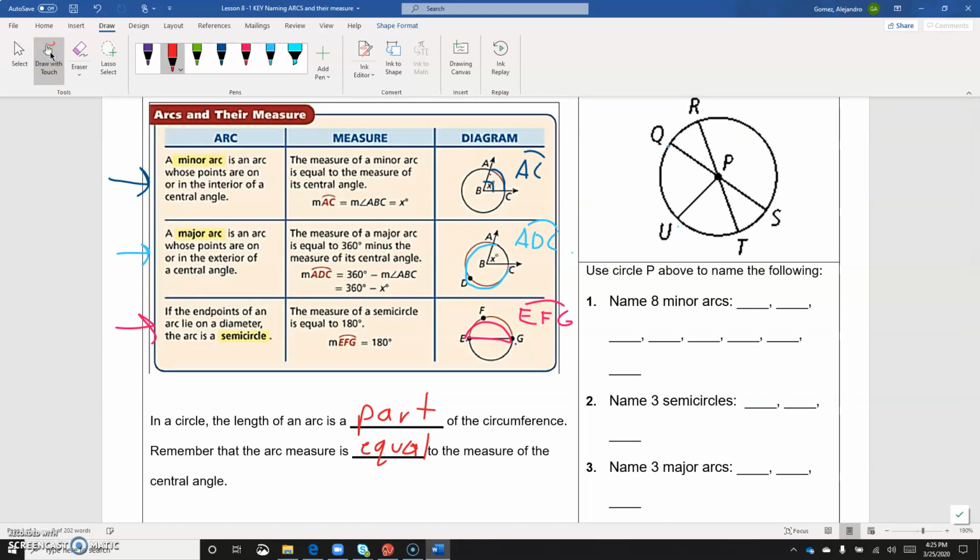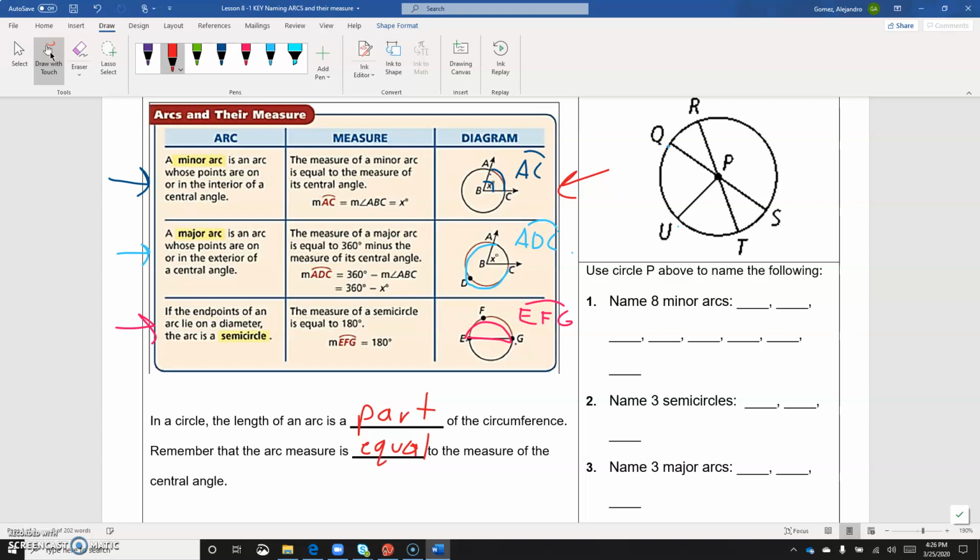All right, so let's get started. Name 8 minor arcs. Now remember, the minor arc is this one up here. So we're going to use only 2 letters for naming all of these. And remember, it has to be 2 letters. It also has to be less than 180. So 2 letters, less than 180. Got it. So let's do 8 of them.